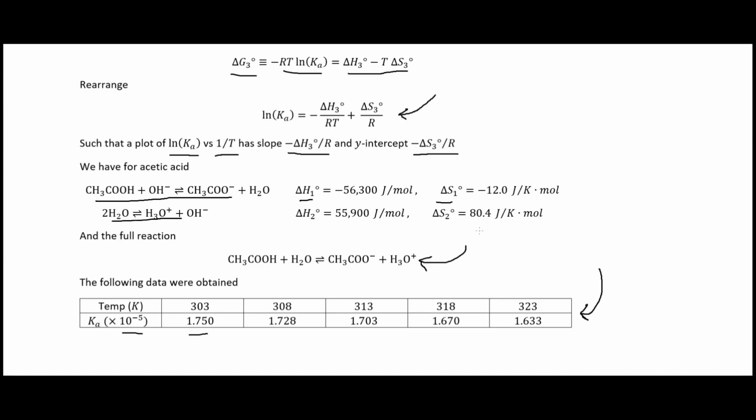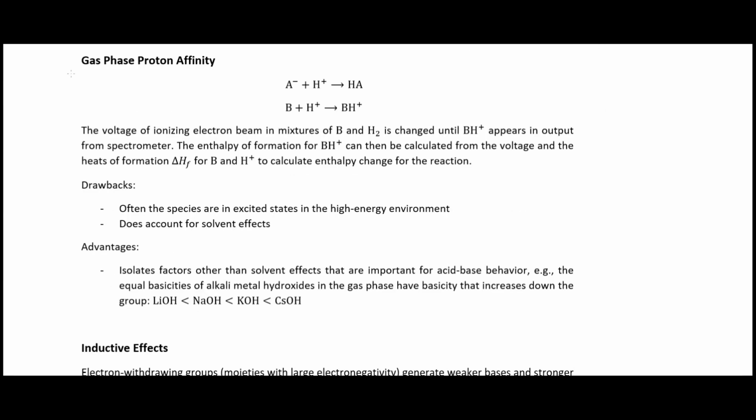So considering the strength of the acid, they're trying to get at the strength of the acid independent of the solvent. And so just sort of the electron, or proton rather, affinity. And so that's what we're looking at here as well. So in the gas phase proton affinity, they use a voltage of ionizing electron beam and a mixture of our base and H+, so the voltage is sort of adjusted until we get this BH plus here, so this protonated base here.